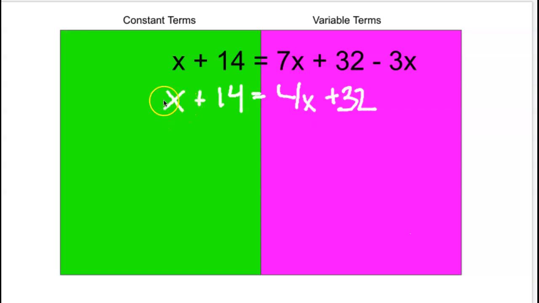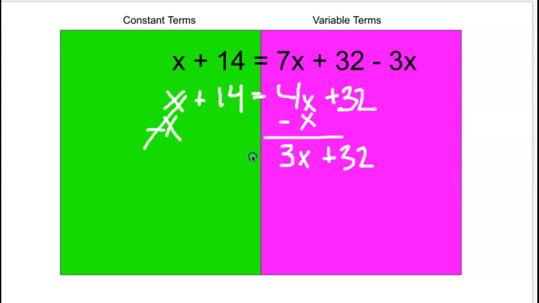Okay, so now we can go ahead and collect our terms on each side. So I'm going to start with the variable, and I'm going to actually bring it on the right side. So minus x. So this is actually 1x, so that's going to give us 3x. Bring everything down, plus 32 equals 14.